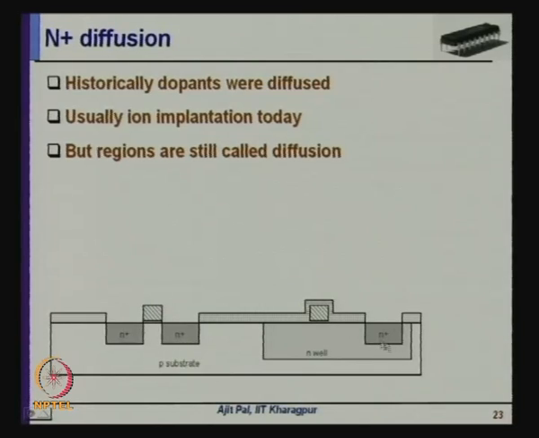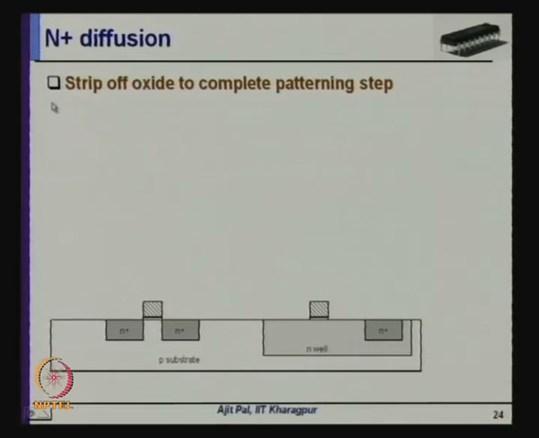Another is the N-well contact, an N plus region here. You have to connect this N-well to VDD, and for that purpose an N plus region is created here. So, these three are created by this N plus diffusion. Then you have to strip off the oxide to complete the patterning process. The oxide is removed, which was acting as a protecting layer for the other parts of the substrate.